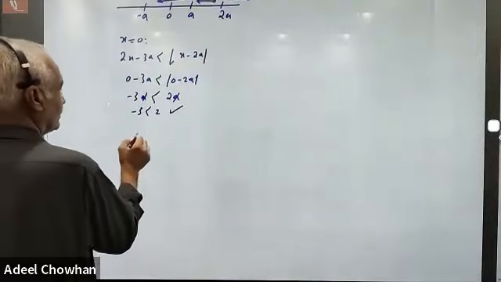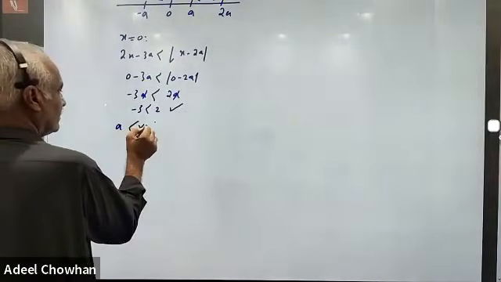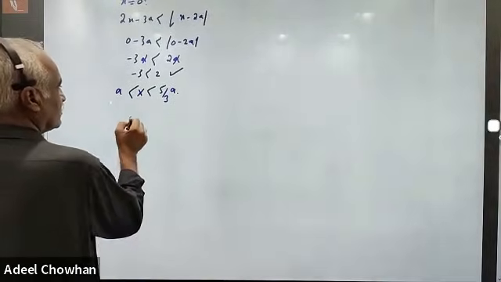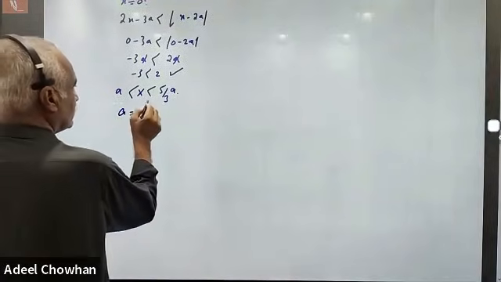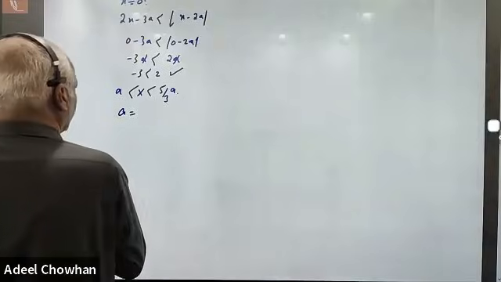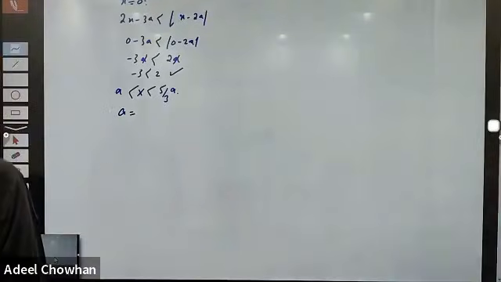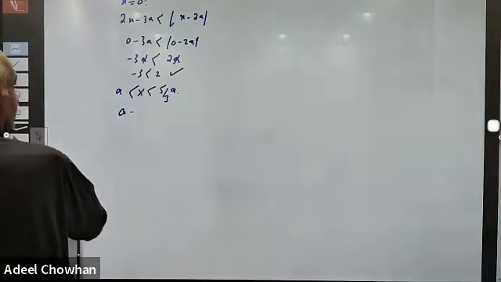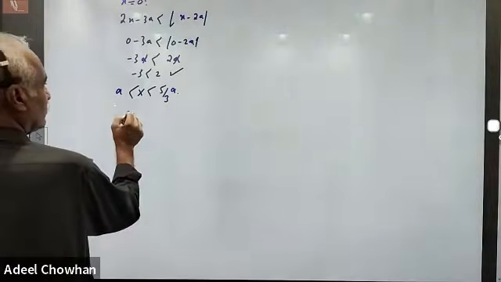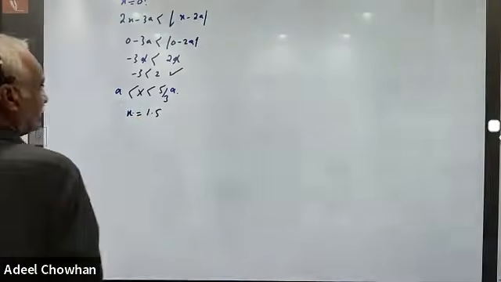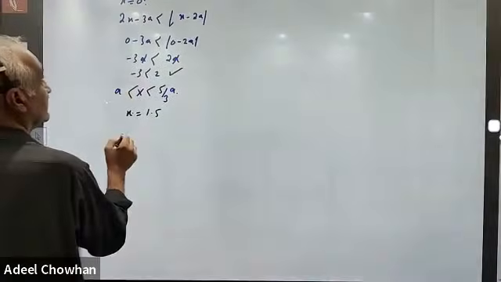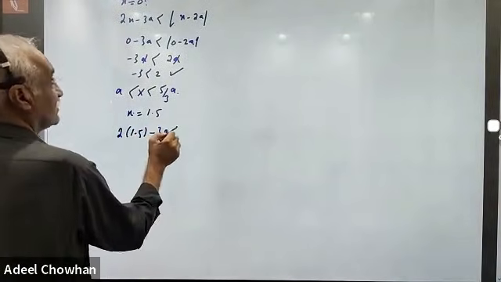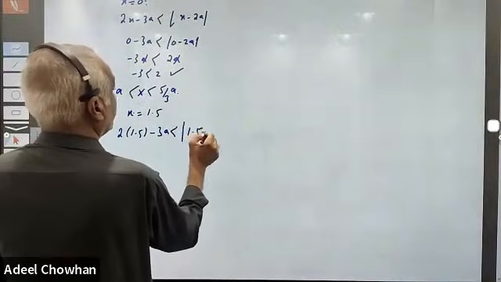Now you will find out in between x is equal to a and less than 5 over 3 a. So let's say a is equal to 1 over 3. 5 over 3 is 1 point something. Now let's say the x value is equal to 1.5. Then we will use this inequality: 2 into 1.5 minus 3a is less than 1.5 minus 2a.